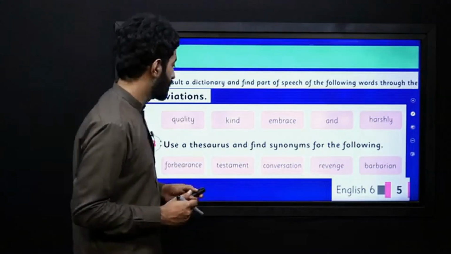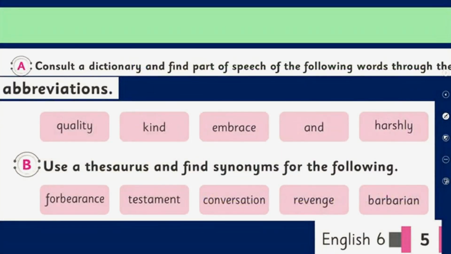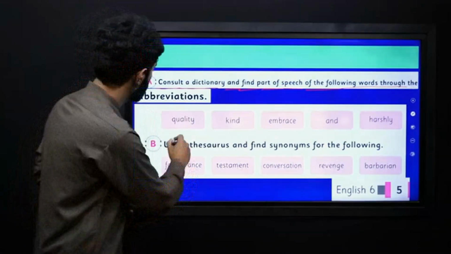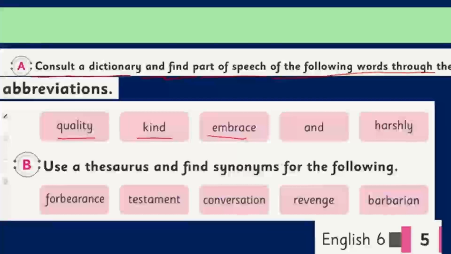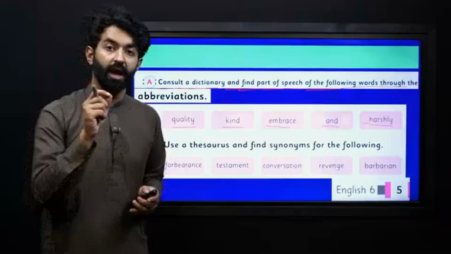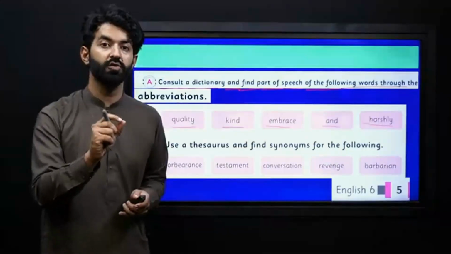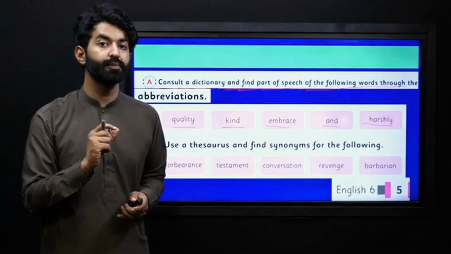Now look at your page number 5, consult a dictionary and find the part of speech of the following words through the abbreviations. The words are given here: quality, kind, embrace, and harshly. So these are the words. You have to look them up in your dictionary and identify the abbreviation with the word and identify the part of speech.